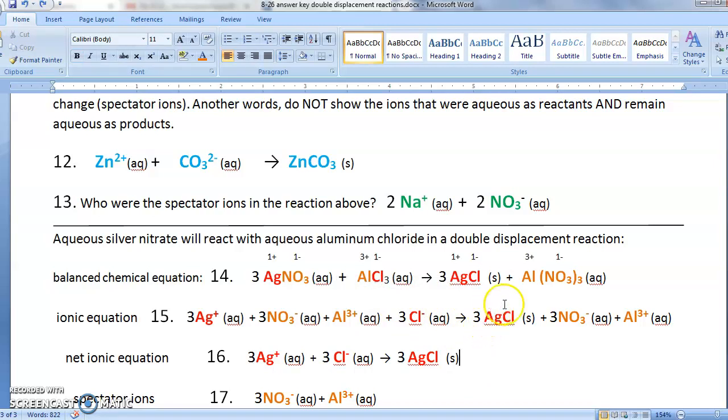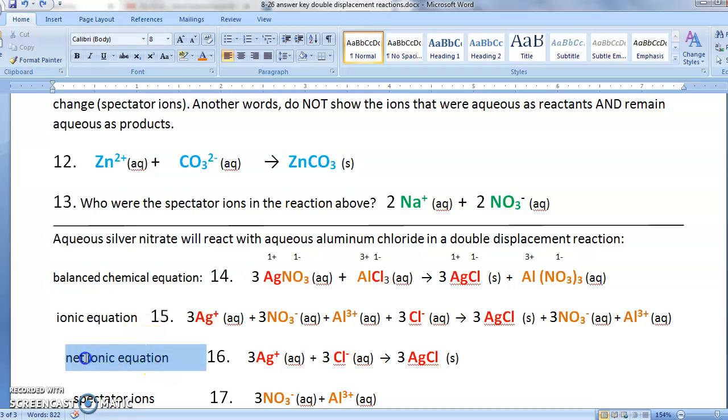What about the product side? Well, this is aqueous right over here. So we have to pull that apart. We'll have an Al3 plus floating around. We'll have 3 NO3 minuses floating around. We will not pull apart the AgCl, though. They precipitated out of solution. They are not ions freely floating around. Ionic equation says show the ions that are freely floating apart.